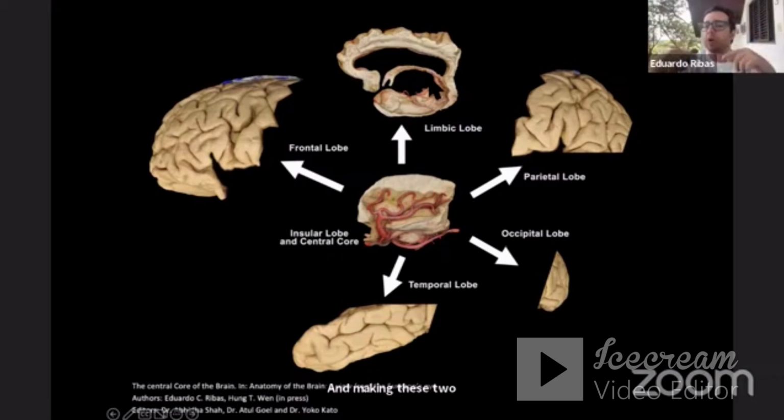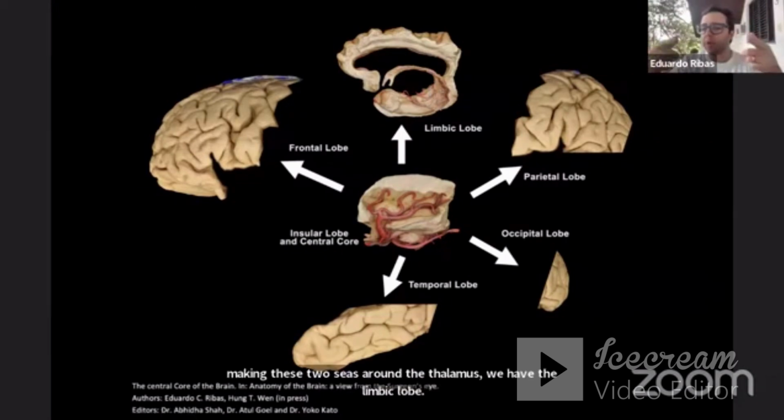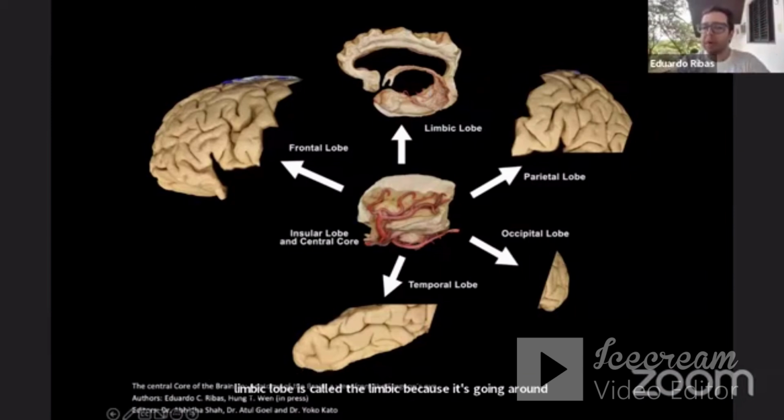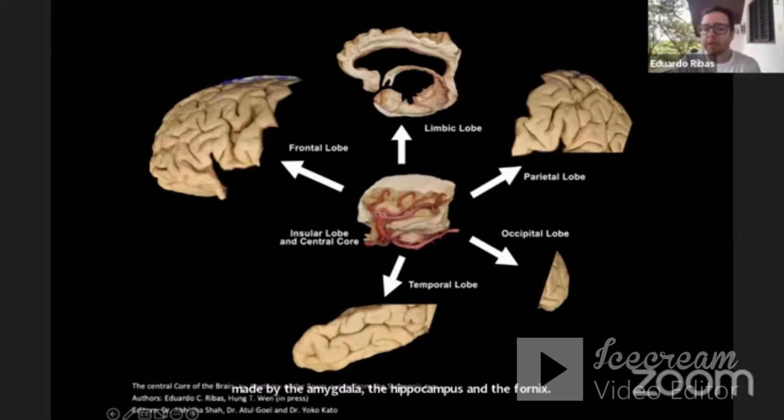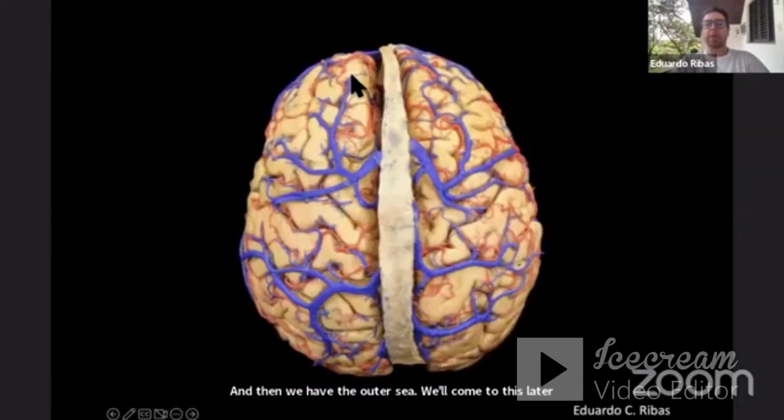The limbic lobe is called limbic because it is around, it is at the limbus. That's why it makes these C's. We have an inner C made by the amygdala, the hippocampus, and the fornix. This is the inner C, or the subcortical C, of the limbic lobe. Inside we have the thalamus, of course. And then we have the outer C. We'll come to this later, but it is made by the cingulate gyrus and the parahippocampal gyrus.